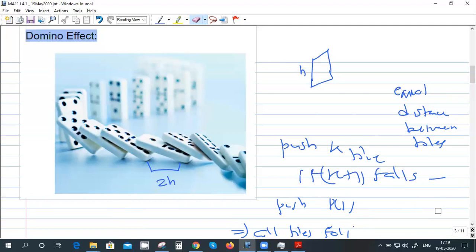First thing, I'll push the k tile and I'll check whether the k plus 1 tile is falling. Once I do that, I'll push the first tile. So once I do that, I'm sure that all the tiles will fall. So the method of mathematical induction is like that. I just assume p of k is true. From that, I'll prove that p of k plus 1 is true. And I'll check p of 1 is true. If that is true, then p of 2 is true, p of 3 is true, p of 4 is true. So it's true for all n.